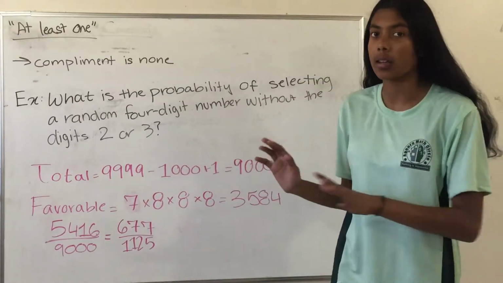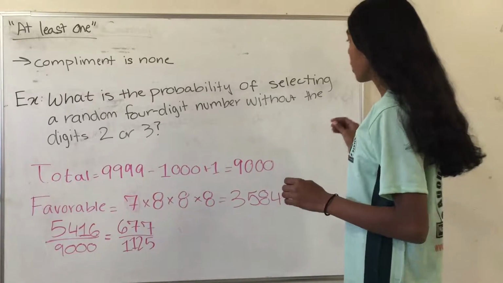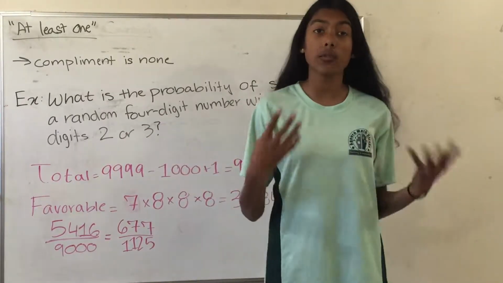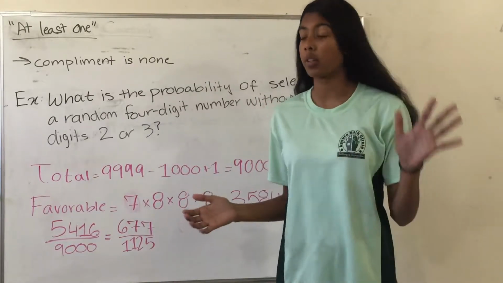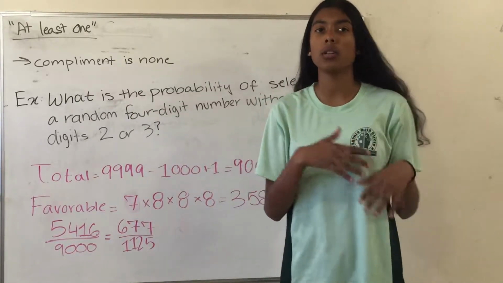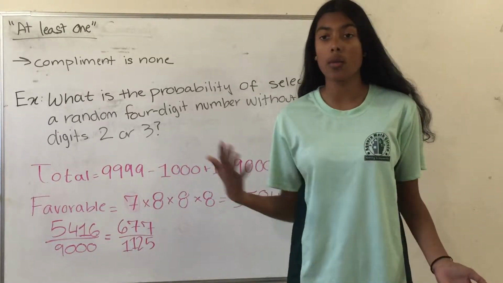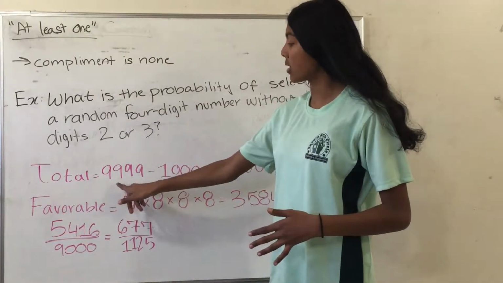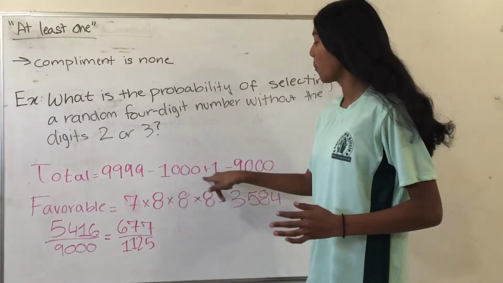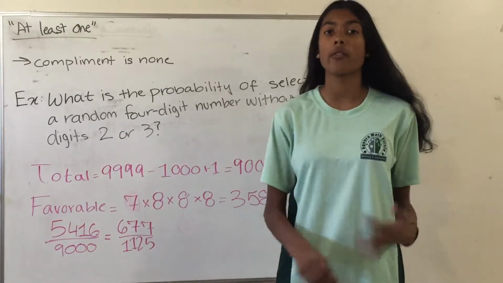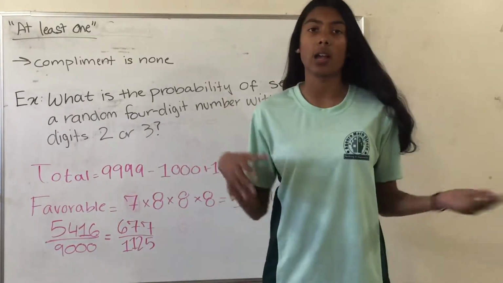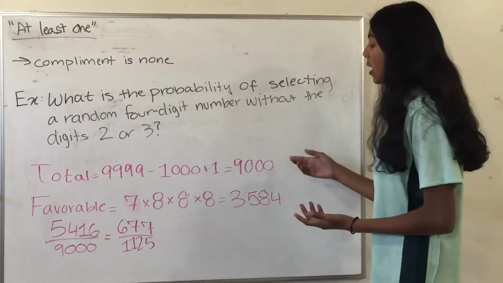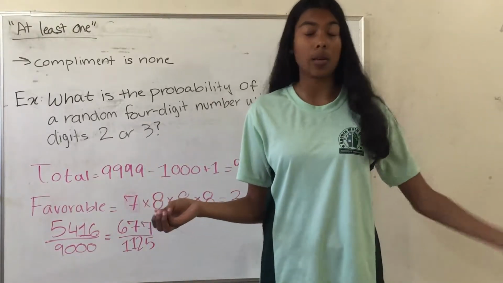So let's try doing that in an example. Our question is, what is the probability of selecting a random 4-digit number without the digits 2 or 3? So let's first find the number of total 4-digit numbers. Remember from counting how we subtracted the 2 numbers and added 1 because you wanted to include one of the numbers? Well, this is what we're going to do. 9,999 minus 1,000 plus 1. We need that 1 or else we're going to forget one of these numbers, and that's going to mess up our problem. And we get 9,000 total numbers.